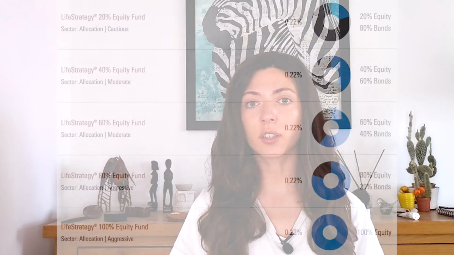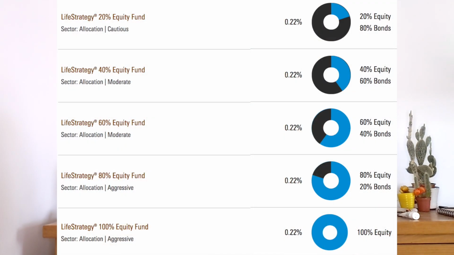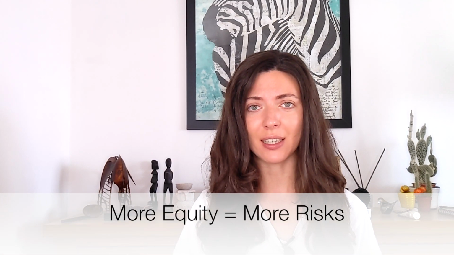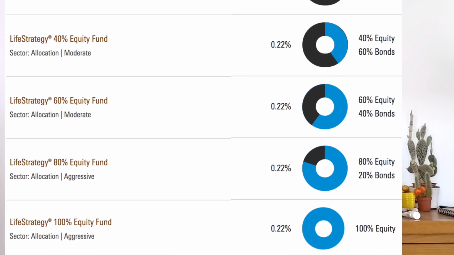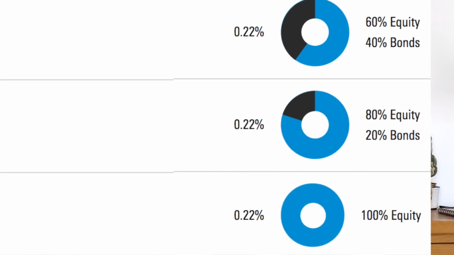There is a choice of life strategy funds on Vanguard, and each fund consists of different percentages of equity and bonds. Depending on this percentage, the risk score of each fund is different. And usually, because equity is considered to be higher risk assets than bonds, the higher the percentage of equity is in your fund, the higher the risk score of the total fund is. The highest risk is in the fund that consists of 100% equity. There are no bonds at all.